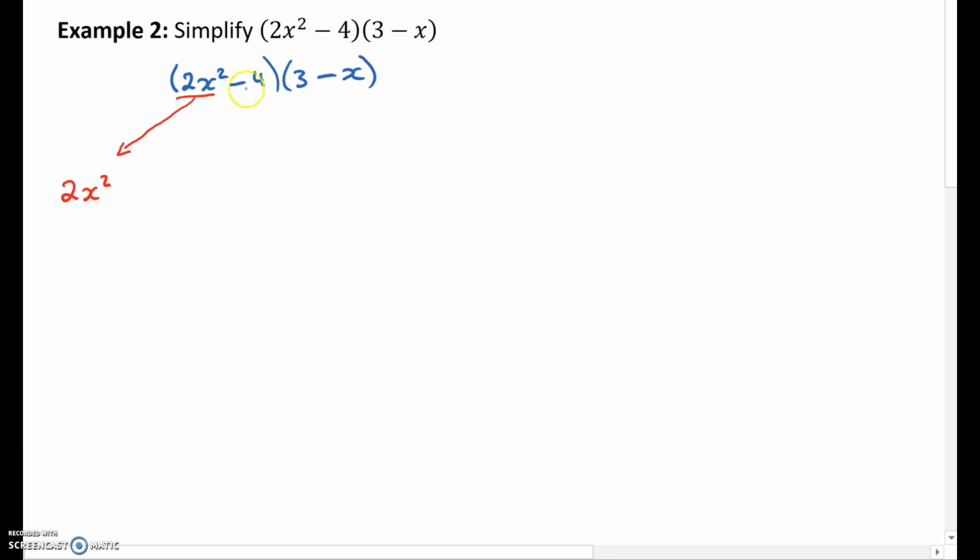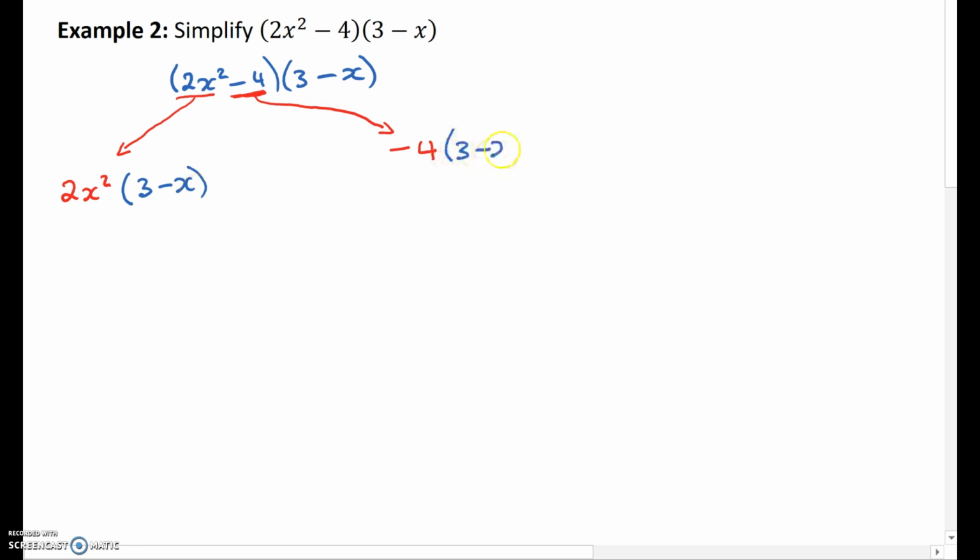So it's 2x squared, and then this is what the key is. This is where the key comes into it. We have to include the minus. When we split up, we have to include the minus with the 4. You can't just take 4. It has to be negative 4. Okay, and we're going to multiply each of those parts by everything in the second parentheses.